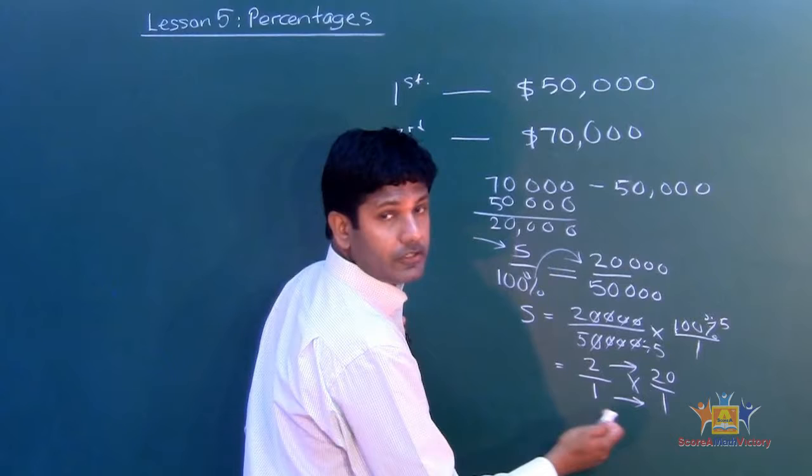The key thing in solving these problems is what? Knowing which one is 100%. Always the original is the 100%. And they're asking for the increase. That means the difference between 70 and 40 will give you the increase. And if you use the airplane method, you're not going to make a mistake. All right? Okay, let's look at problem number 2.